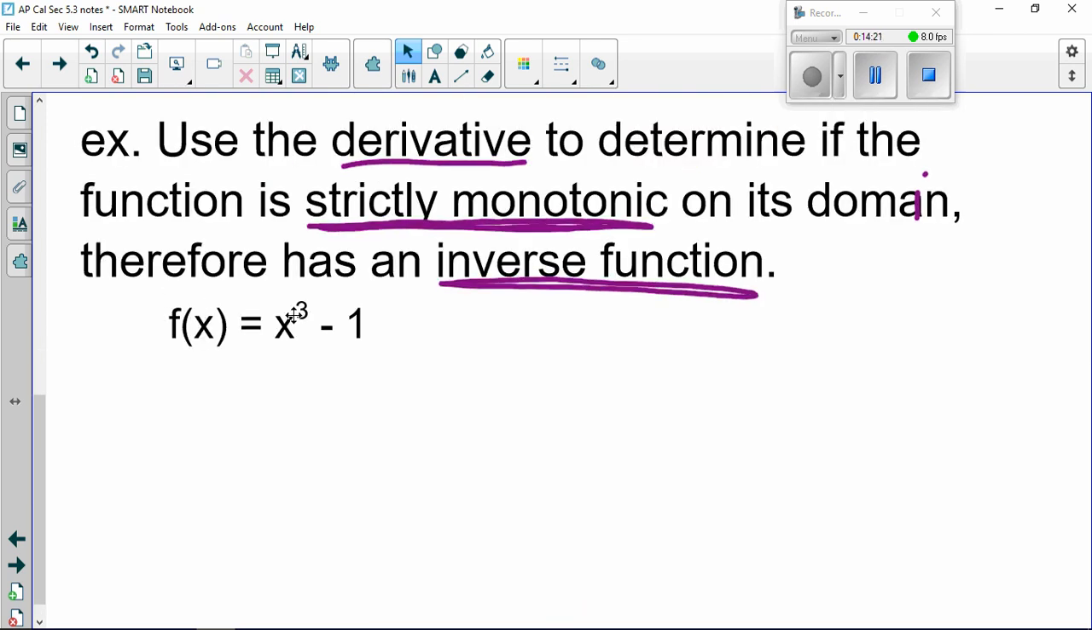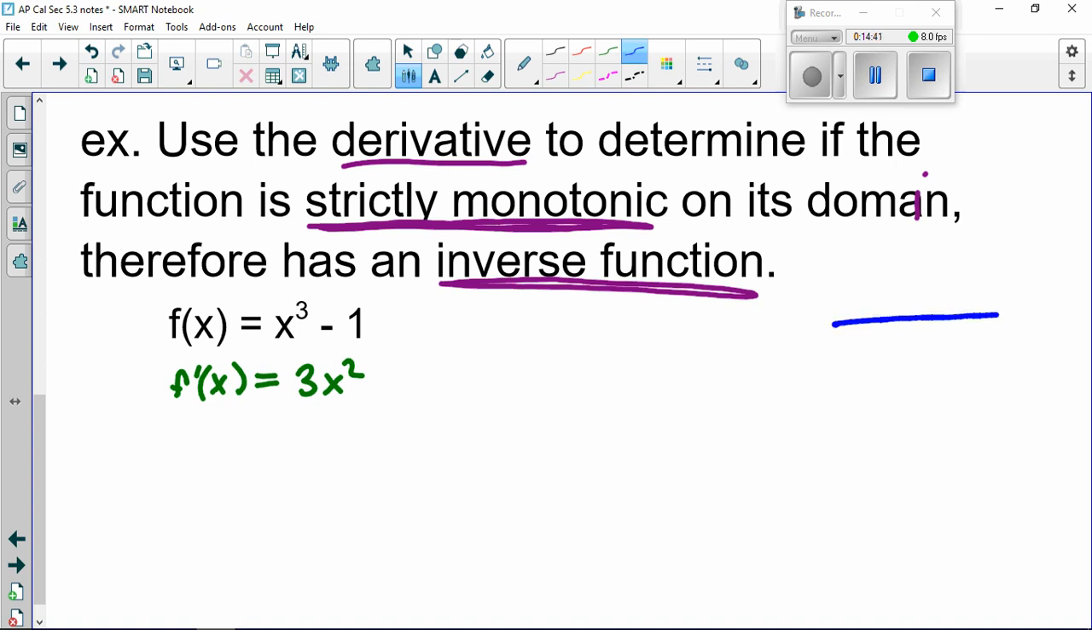Let's see. First, if we have to use the derivative, we have to find the derivative. So f prime of x is 3x squared. The derivative of 1 is 0, so it's just gone. Now, to figure out if our derivative is all positive or negative, do you remember those sign charts where we'd put a number and see if it's positive or negative? That's what we use here. So we're reviewing all of this information that we're going to need for the AP exam within these smaller topics.